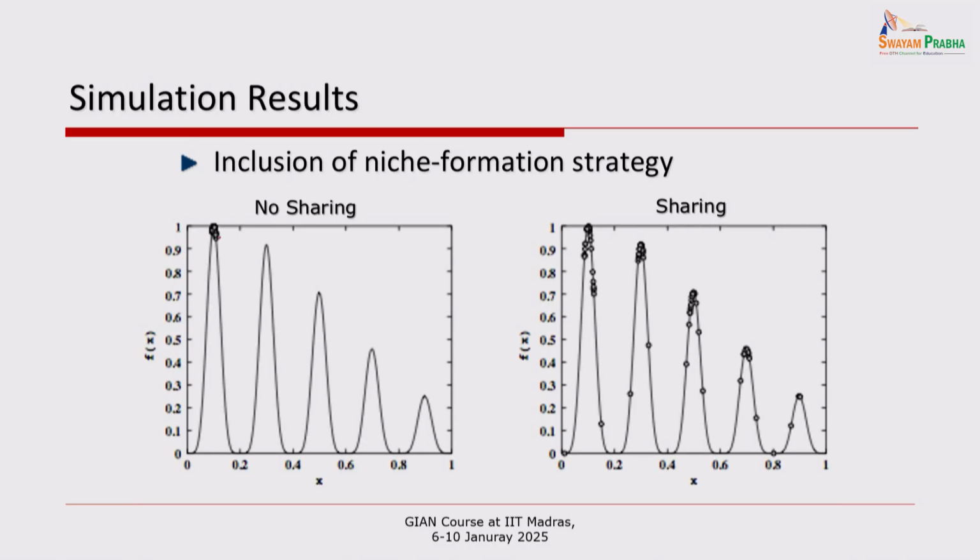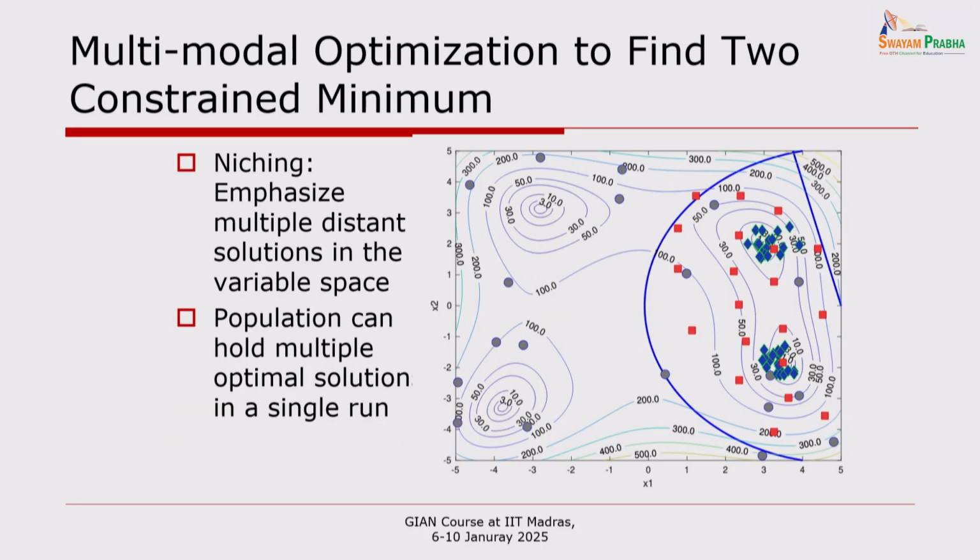If you don't do sharing, you see all your population goes to the global peak in a 5-peak function like this, which I simulated. But if you do this sharing function, you see there are individuals in all peaks, and you can keep on running it. It's going to be there. Some of these bad ones come because they do crossover and produce some of these. So there is an idea of mating restrictions which will help you eliminate those. But that's the whole concept of niching.